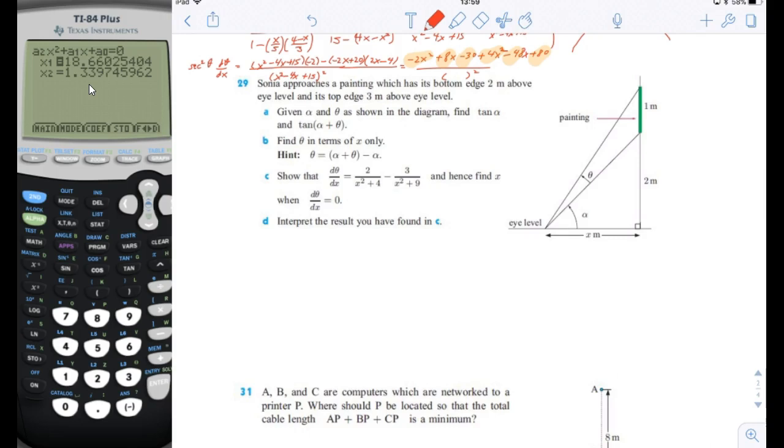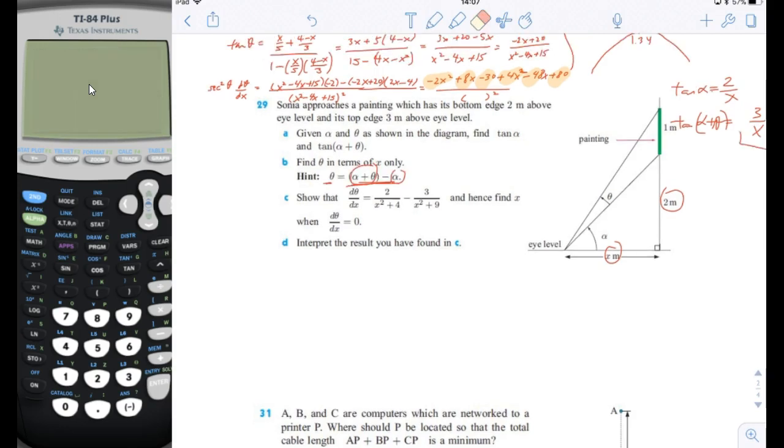So tangent of alpha is relatively easy, right? Tangent of alpha would be opposite over adjacent. It would be 2 over x. Then it asks us to find tangent of alpha plus theta. Tangent of alpha plus theta, so that would be 2 plus 1 for the opposite and x for the adjacent.